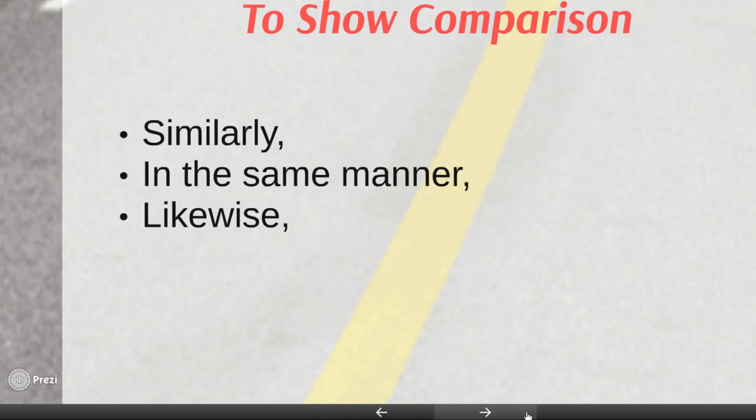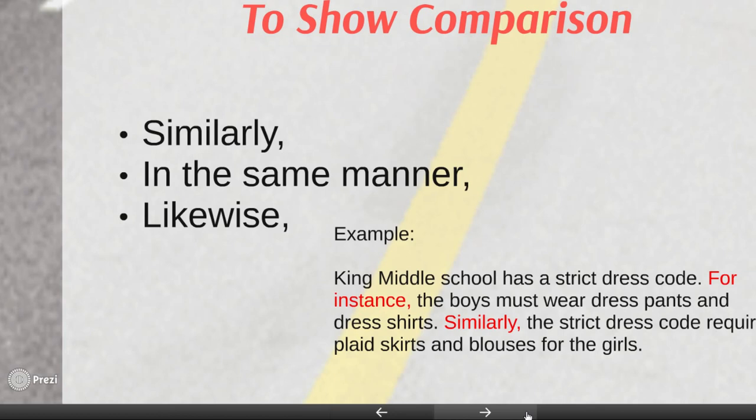To show comparison, comparison means similarities, things that are alike. So here's a small list of some transition words you can use to show a comparison. Use similarly, in the same manner, likewise. Here's an example. King Middle School has a strict dress code. For instance, the boys must wear dress pants and dress shirts. Similarly, the strict dress code requires plaid skirts and blouses for girls.